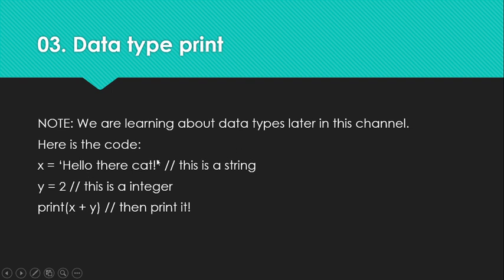String means it is this. X is equal to hello there cat. And y is equal to 2. This means an integer. Then print x plus y. This will say hello there cat without a space and 2. So I recommend you putting space over here, and this is it.